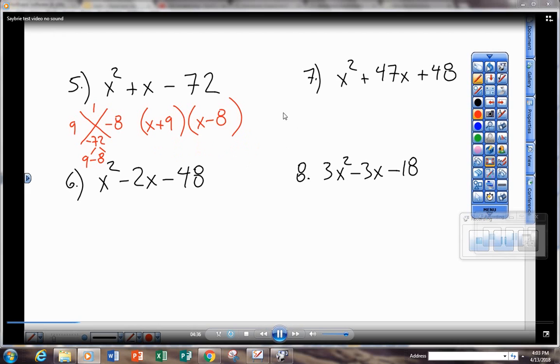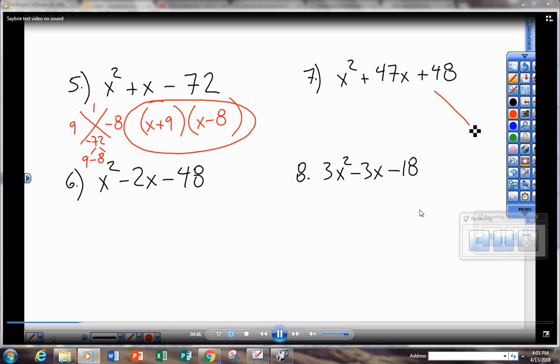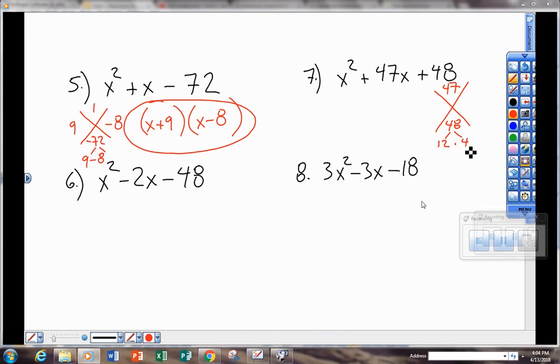Alright, for some reason I skip over here to problem 7 first, and then I do 6 after, but that's okay. So for problem number 7, I draw my x with 47 on top and 48 on the bottom. So 48 does have a lot of factors. 48 times 1, 2 times 24, 6 times 8, 12 times 4. I think on this one I'm listing all of them out. I might have missed one.